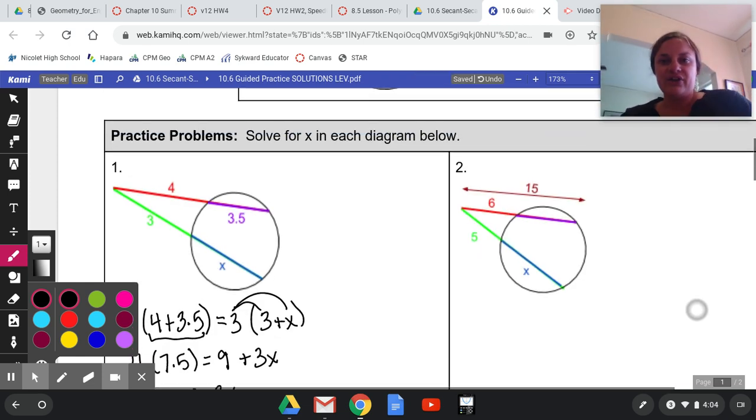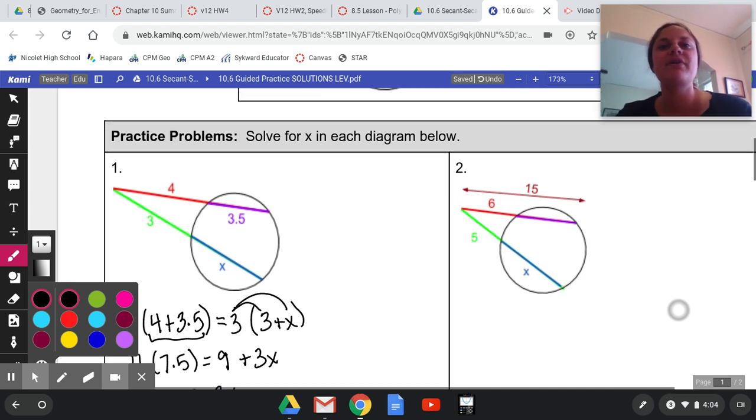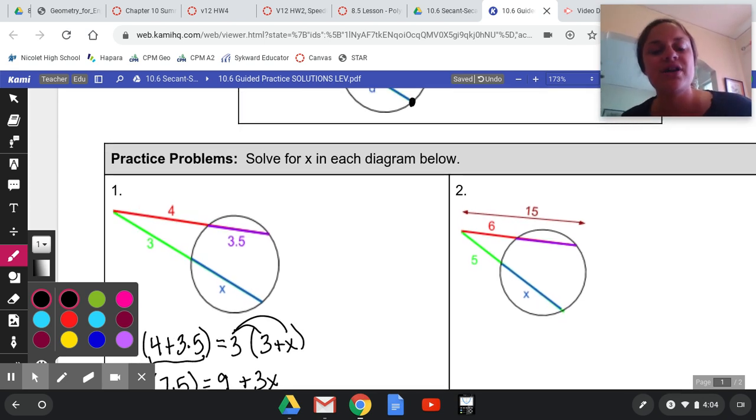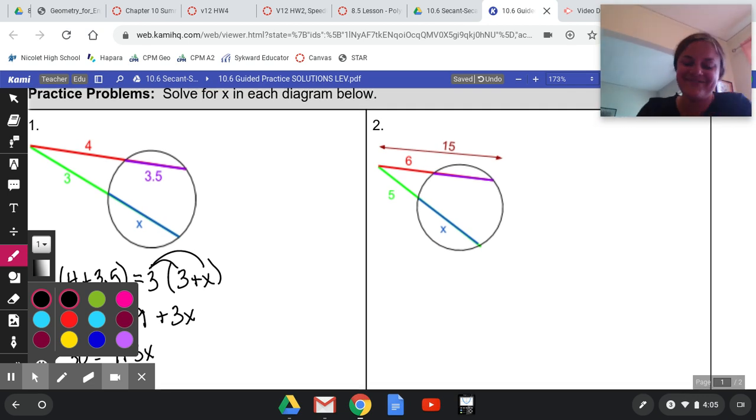Glorious. Okay. See, I got this. See, when I see secant relationship, I see can. I can do this. See, I can. I hope you found that funny.